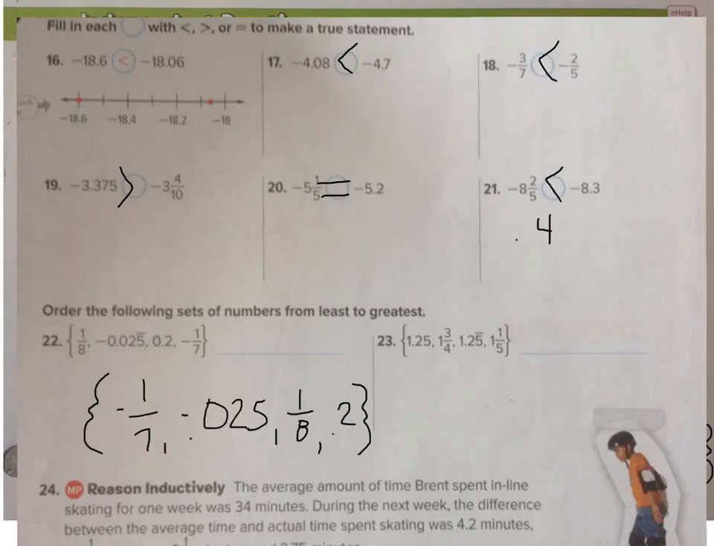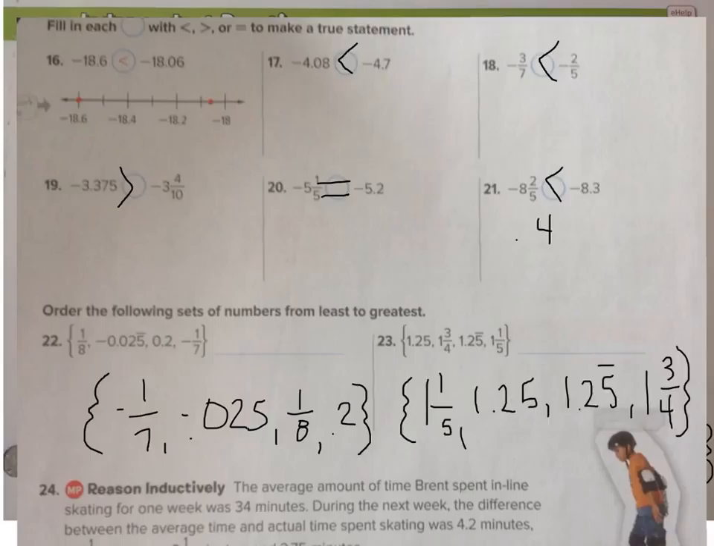The next two problems are similar to what we did on the other page as well, where we need to order the set of numbers from least to greatest. And as you can see for 22, I have those numbers from least to greatest, and a hint is to make them in the same form.